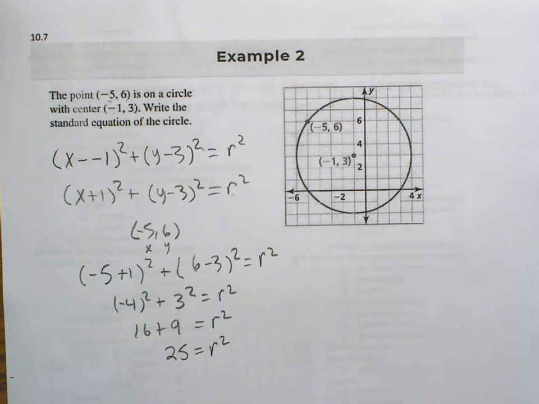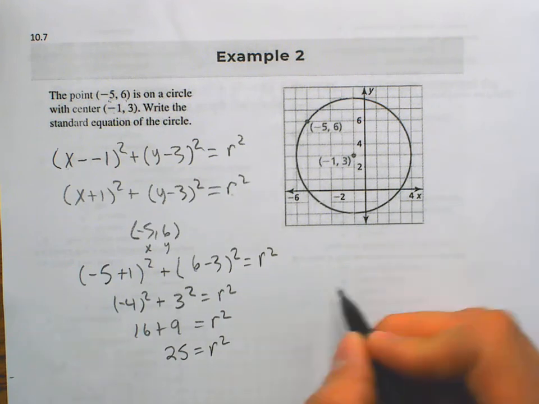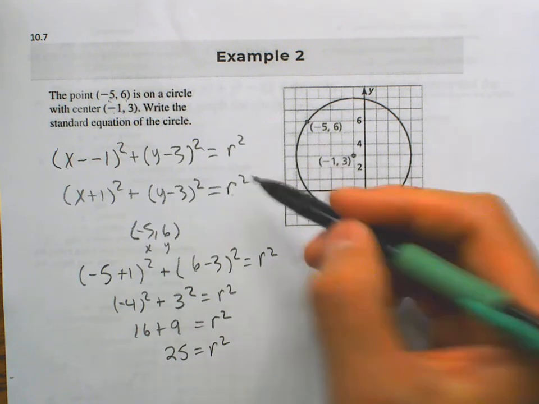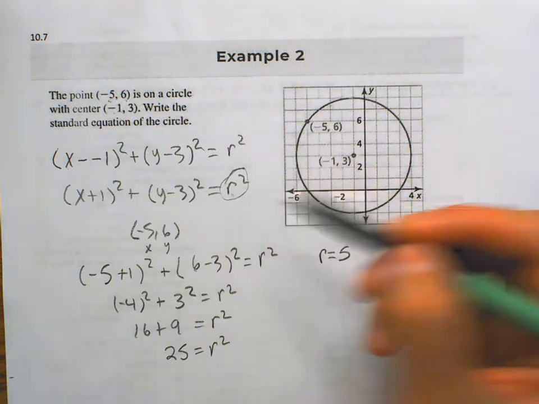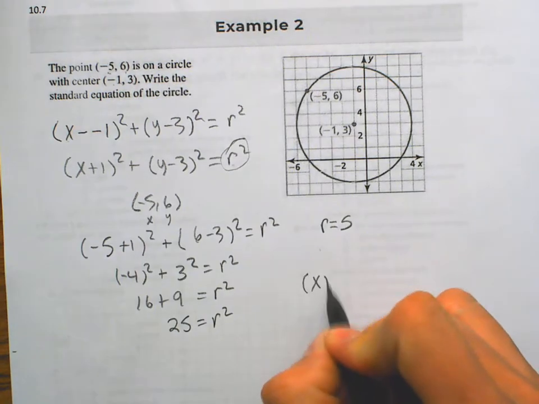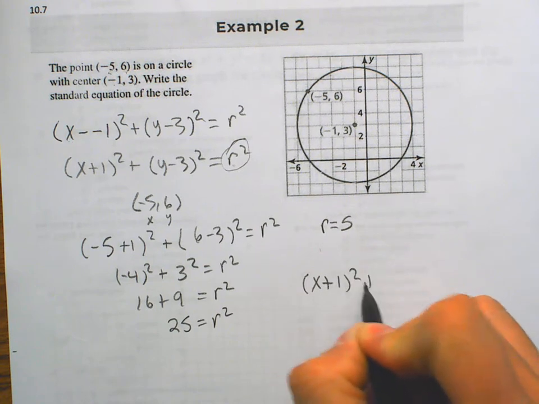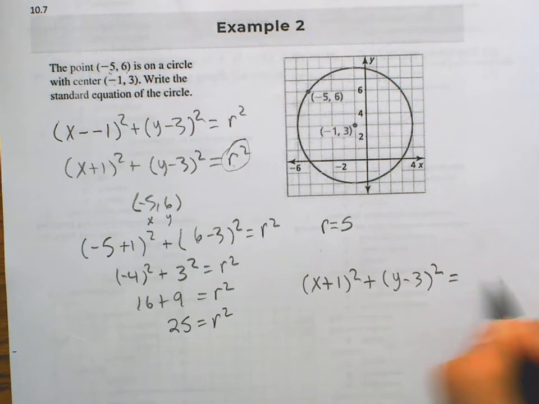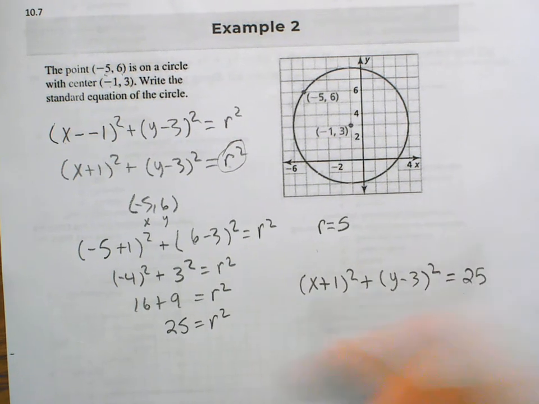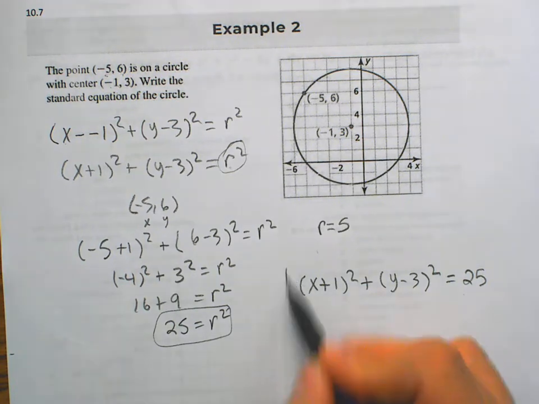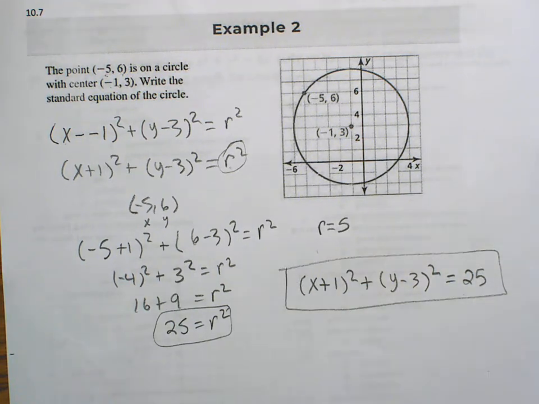Now, do I really need to know the radius? No, but if you wanted to, the radius, if I do the square root, is going to be 5. But I need my equation in terms of r squared. So my final solution is going to be (x plus 1) quantity squared plus (y minus 3) quantity squared equal to 25, because that is what r squared equals. Now this is the equation of the circle.